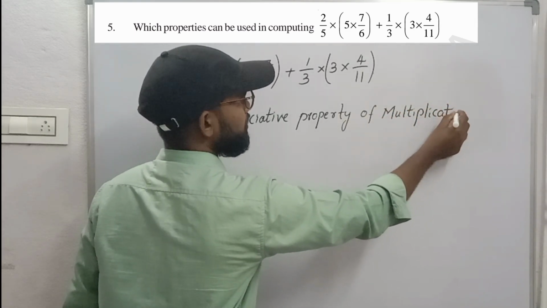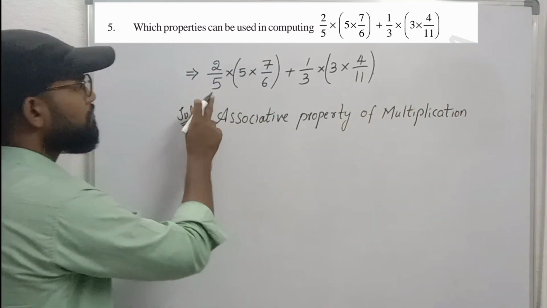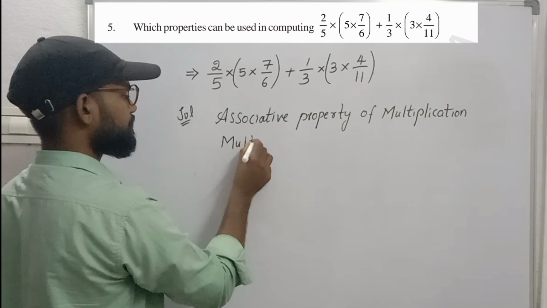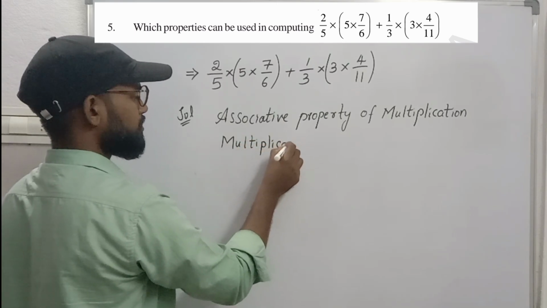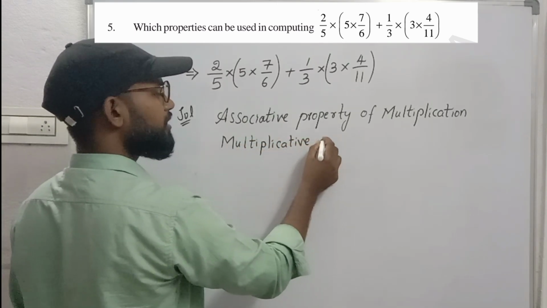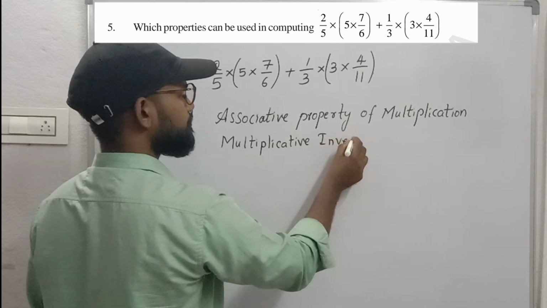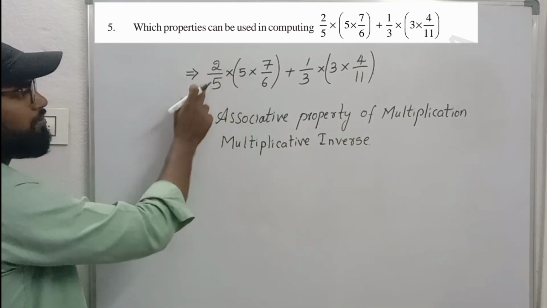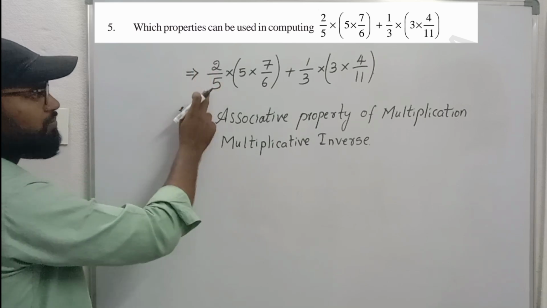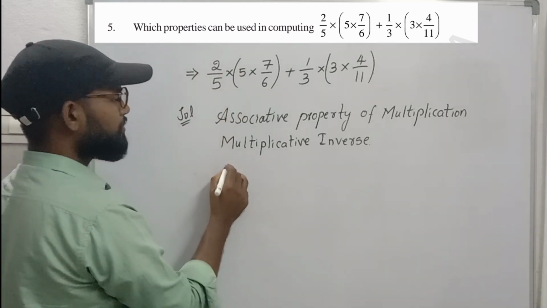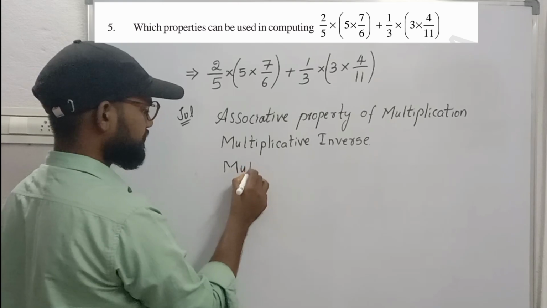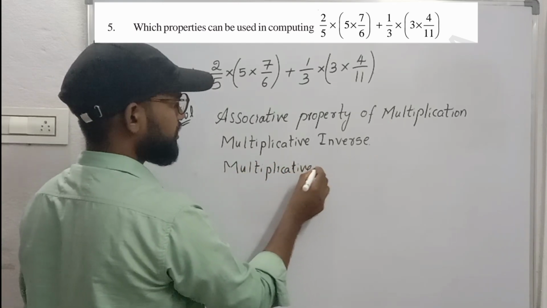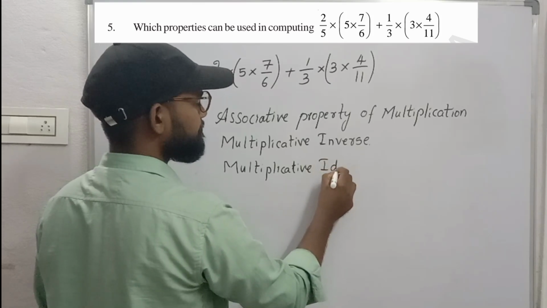Next one, what property here? The next one is multiplicative inverse. Now, what is the multiplicative inverse of 5? 1 by 5. What is the multiplicative inverse of 1 by 5? 5. Next, multiplicative identity.